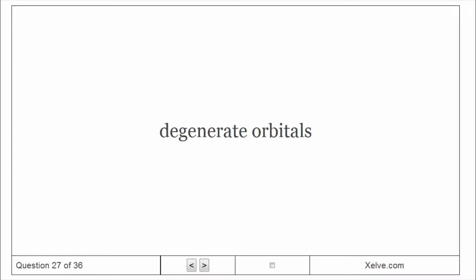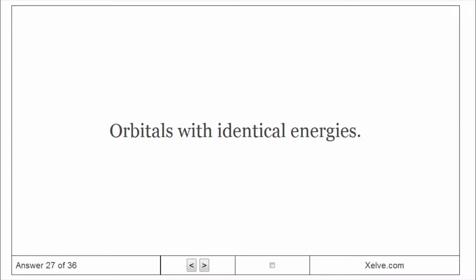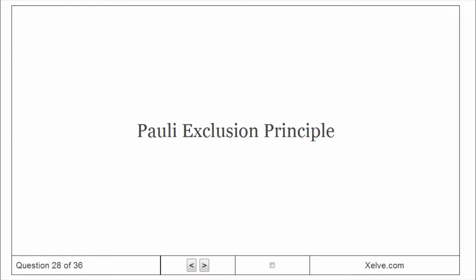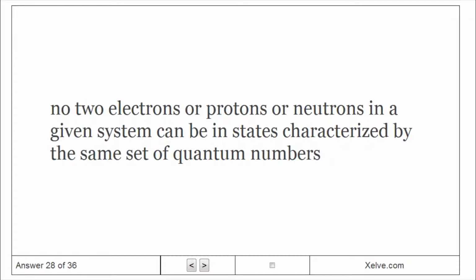Degenerate orbitals. Orbitals with identical energies. Pauli exclusion principle. No two electrons or protons or neutrons in a given system can be in states characterized by the same set of quantum numbers.